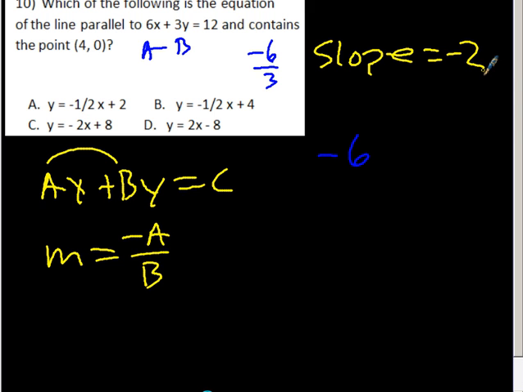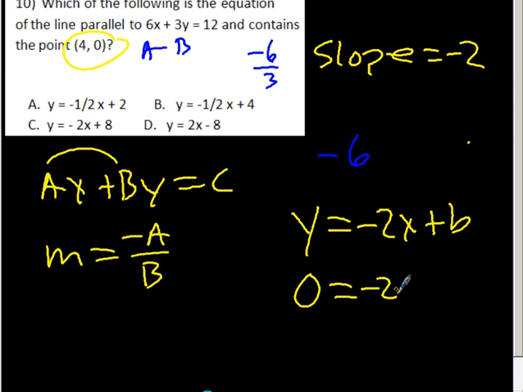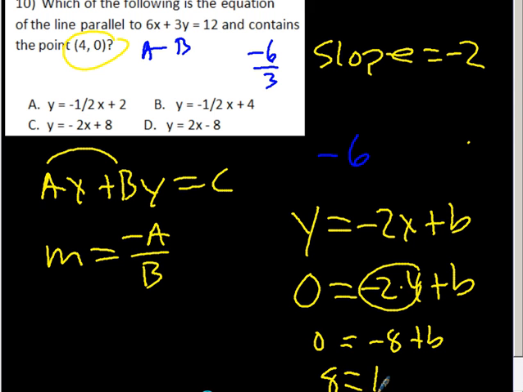And now I can just do y equals negative 2x plus b and solve for b. I have a point, and in fact, the y is 0, which makes it easier. 0 equals negative 2 times 4 plus b. I'm just solving for slope-intercept. That's negative 8 plus b equals 0, so 8 equals b. Add 8 to both sides. I know sometimes I skip those steps, but these are things we need to be mastering by now. So I've got 8 equals b. That means it's y equals negative 2x plus 8. C is the correct answer.